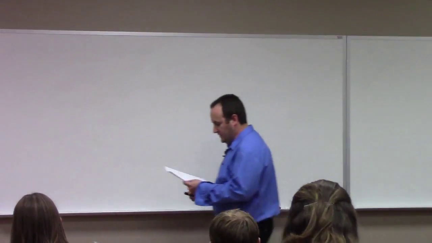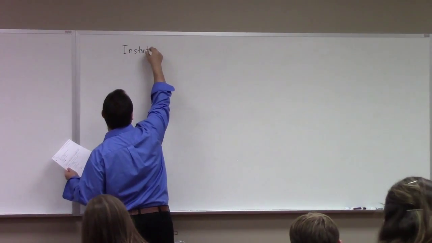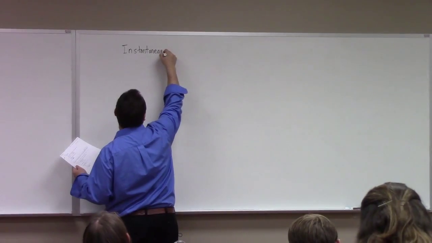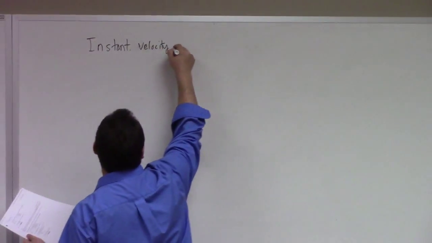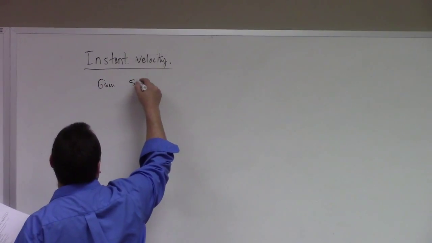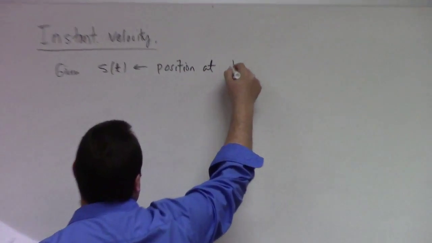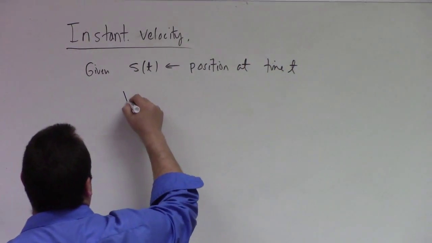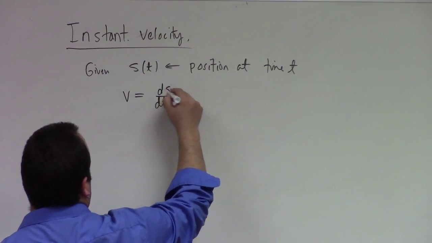So your question is how to find instantaneous velocity? That actually is not too bad. So instantaneous velocity. If you're given s of t, that's the position at time t, then the instantaneous velocity, which we denote v, is just equal to ds/dt. Or if you like, s prime of t.